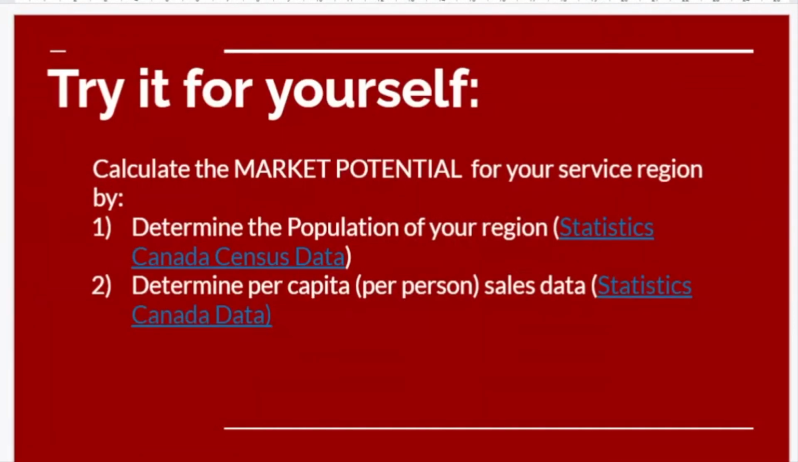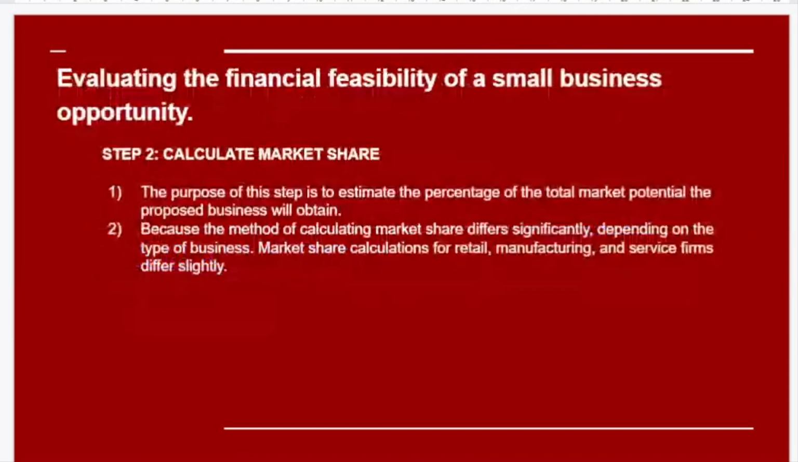So there's lots of data for this sort of thing. The population of the region is provided by Stats Canada, and I've got a link there. And per capita sales, Stats Canada provides data on that too, for certain items. So you could try it for yourself to take a look. This will help delineate the total pie size. How big is the market?